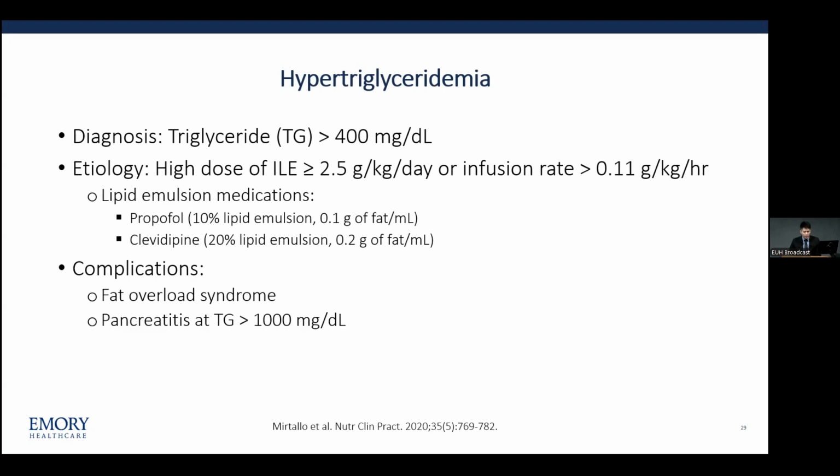Complications of hypertriglyceridemia include fat overload syndrome with symptoms such as icterus, acute respiratory distress, metabolic acidosis, bleeding, and hepatosplenomegaly. Hypertriglyceridemia can also induce pancreatitis in patients at triglyceride level greater than 1,000. Although this number is controversial across various studies because pancreatitis can also be diagnosed using amylase and lipase.